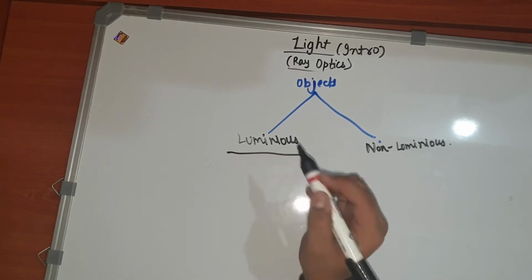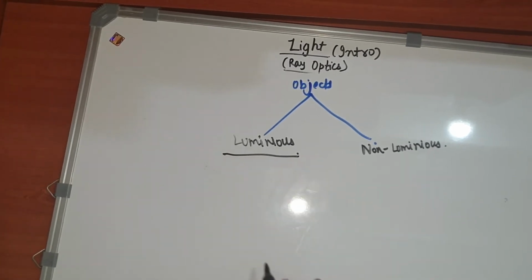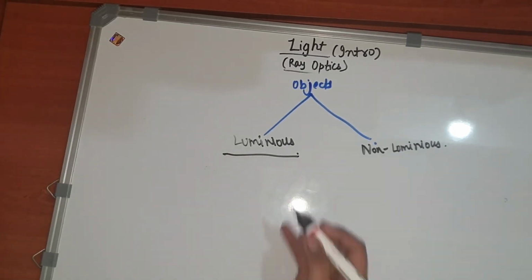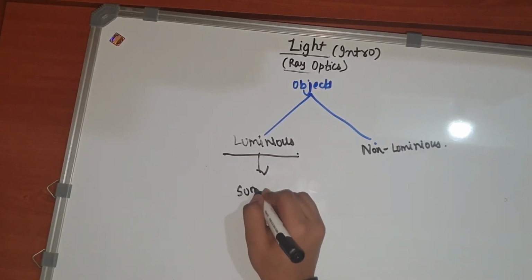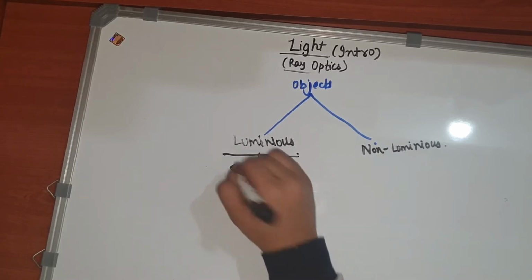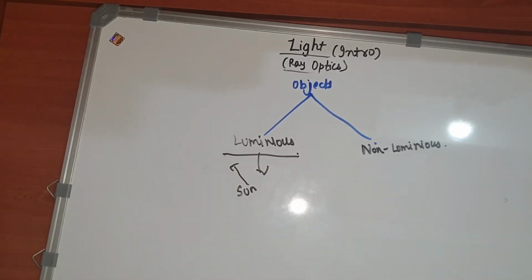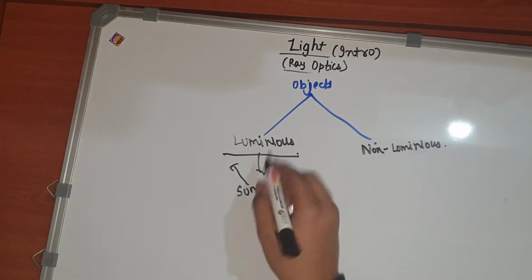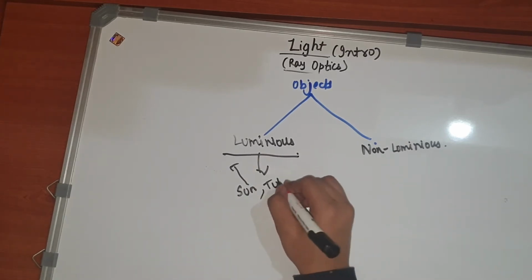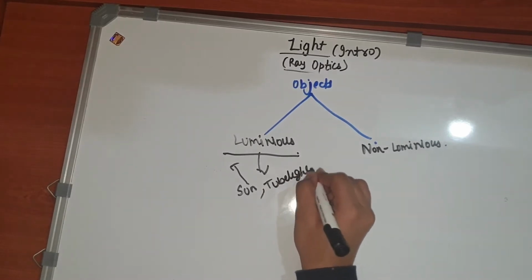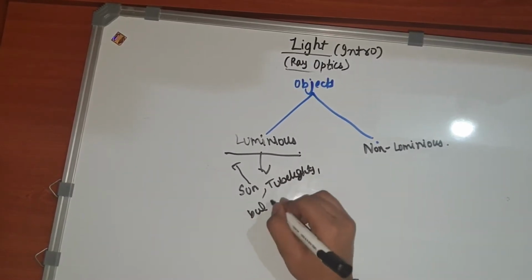Luminous objects are those which can produce their own light. Some examples: the sun is a luminous object, it can produce its own light. We can also name some artificial sources of light in the luminous category. They are tube lights, bulbs, torches, etc.